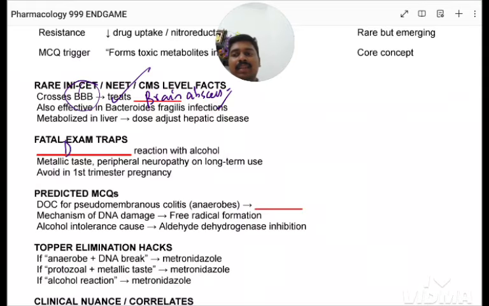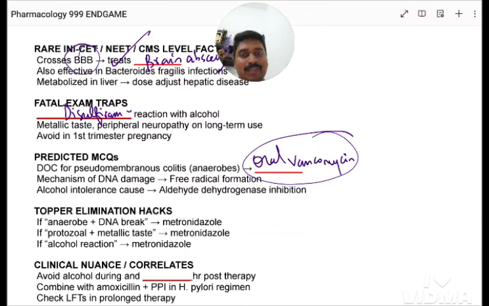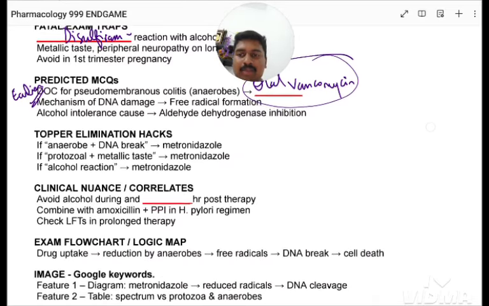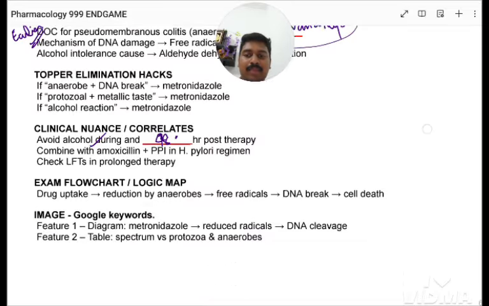Next, reaction with alcohol: it causes a disulfiram reaction. Next, drug of choice for pseudomembranous colitis caused by anaerobes is what? It is metronidazole. Now you will ask me, for pseudomembranous colitis, how can it be metronidazole? We read it as oral vancomycin. Yes, you are right, it is oral vancomycin. But before oral vancomycin, in older days, we were using metronidazole. So this is the earlier drug of choice, not now. This correction you'll have to make. Next, avoid alcohol during therapy and for how long? 48 hours post therapy.